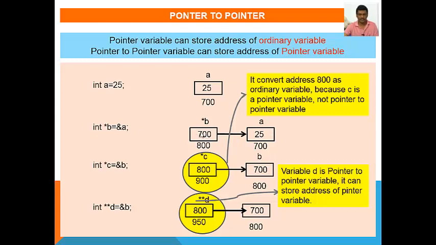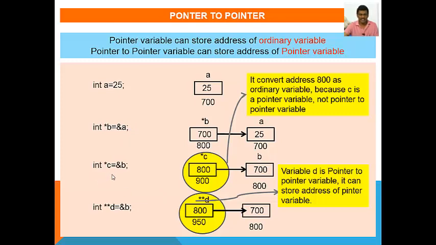In this line, b is a pointer variable. The address of a is assigned to b, so it points to that location. 700 is assigned here, so it points to that location. So then only it is called a pointer variable. A pointer variable points to the location of a variable.